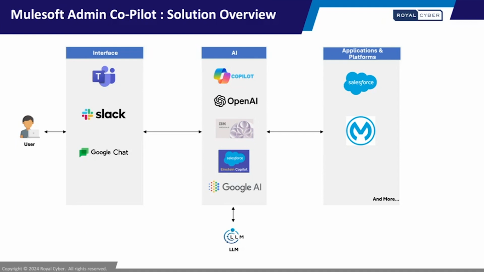So what does the overall flow look like? The user initiates a task or a query via an interface, using Microsoft Teams or any other communication channel. The request is processed by the AI layer, utilizing the integrated LLM and other AI models, and then the AI interacts with the relevant application or platform, such as Salesforce or MuleSoft, to perform the requested task. Finally, the outcome or response is sent back to the user through the original interface, completing the task automation cycle.